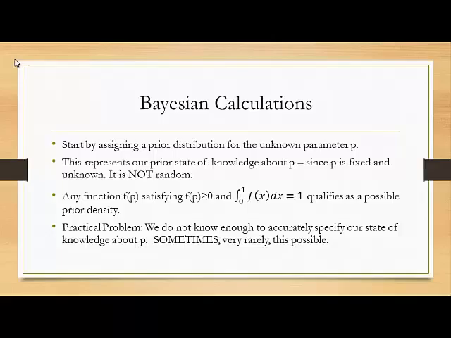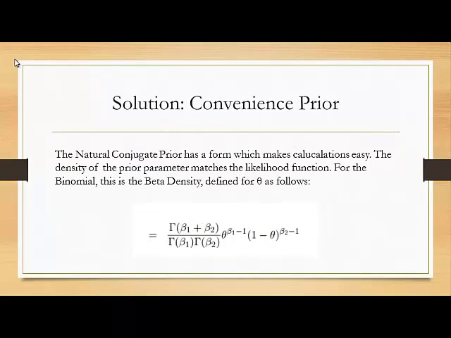So now, the practical problem for Bayesian theory is that nobody knows enough about P to be able to specify a prior distribution, because a prior distribution requires a lot of information which we don't have. So what is done? The solution is very simple. Just like you pick a sample of convenience, we pick a prior of convenience. A prior of convenience is one for which you can do the calculations.